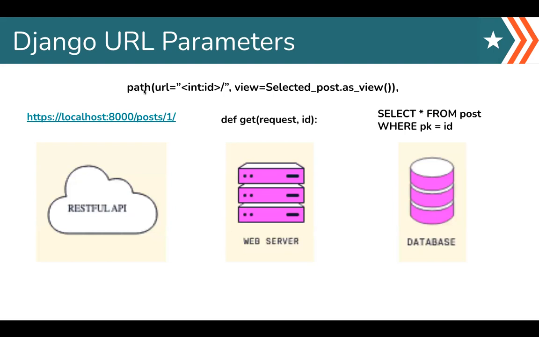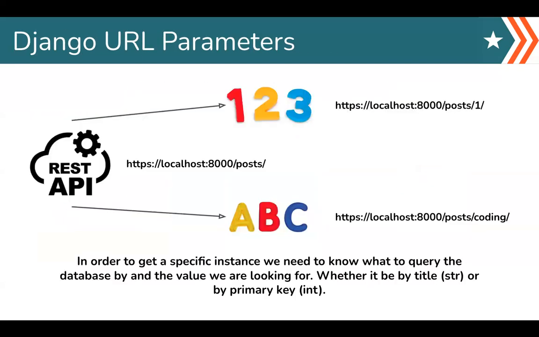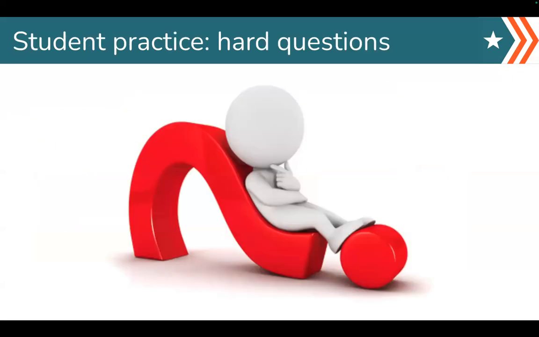So here's what it would look like. Our URL pattern would be an integer with the parameter name of ID. We would have a view named SelectedPost.as_view. So here's our API view class. And then that would be what the virtual machine receives, which then gets routed to the server at the API view level, which then gets routed to the database. All right. Does anyone have any questions over how to pass URL parameters or how this functionality would work as far as grabbing one specific instance from the database?